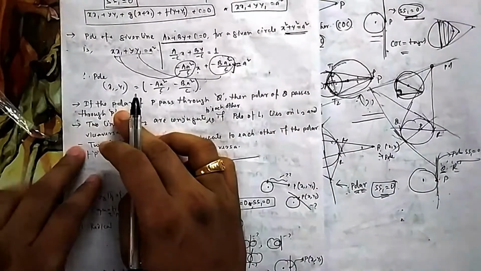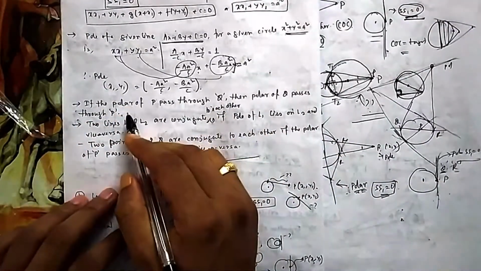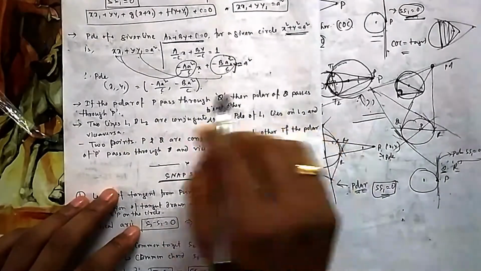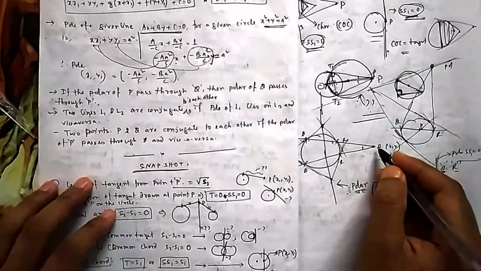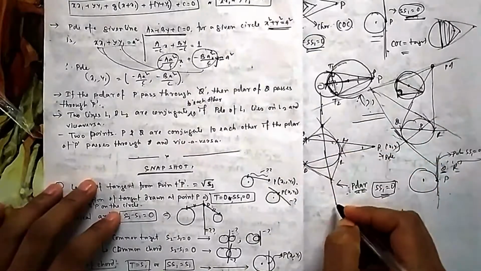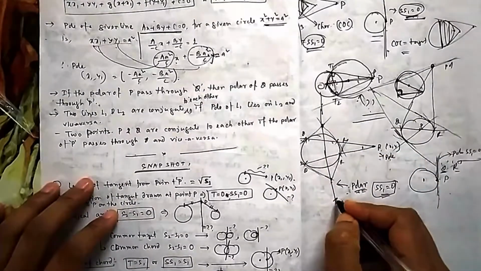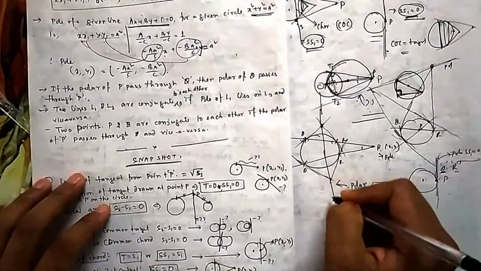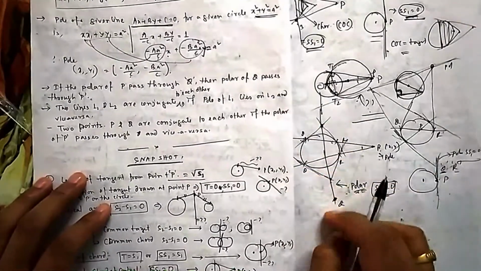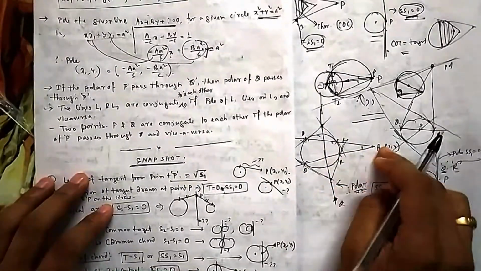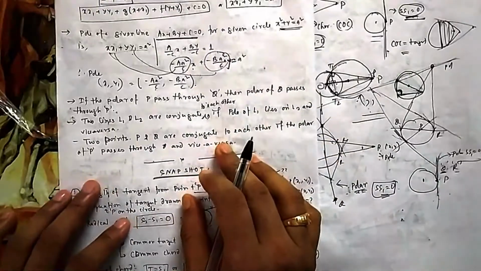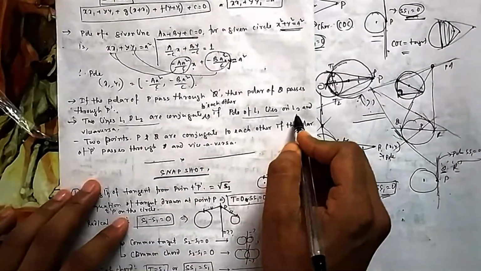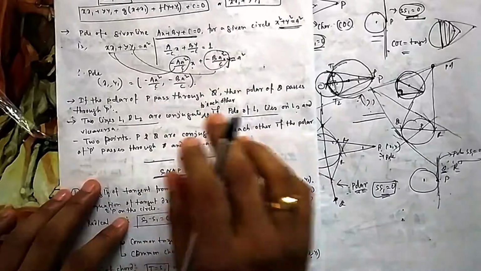Now there is some interesting phenomena about pole and polar, some geometric conclusions. If the polar of P passes through Q, then vice versa, the polar of Q will also pass through P. Suppose the polar of P passes through a point Q. Now you find the polar of Q, that will pass through P. The lines L1 and L2 are conjugate to each other if the pole of L1 lies on L2 and similarly the pole of L2 lies on L1.